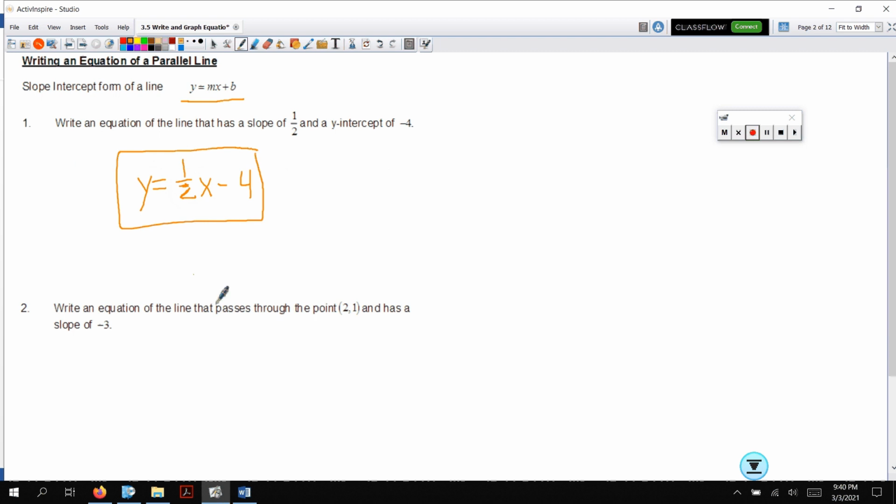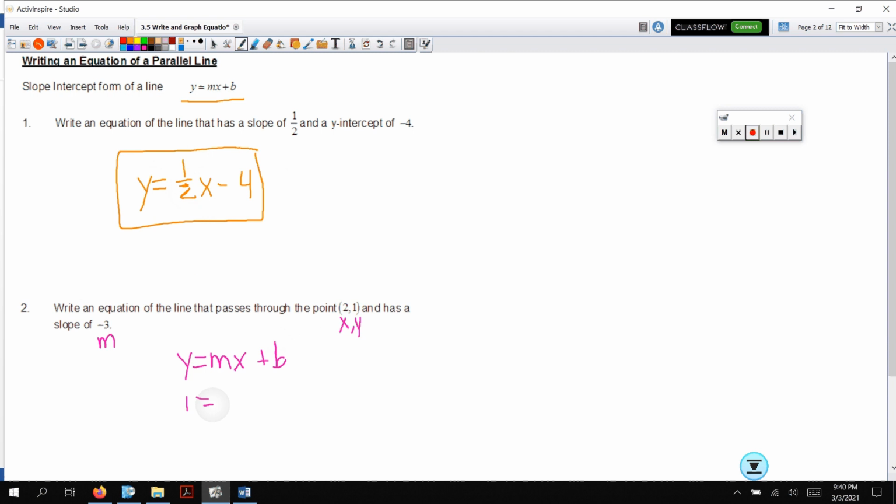All right, in example 2, it says write an equation of a line that passes through the point and has a slope of negative 3. Now remember, a point is an x comma y. Okay, I'm still going to use y equals mx plus b. And don't forget, negative 3 is going to be my m. But what I'm going to do is plug in all these values, right? I'm going to write it above it, and then plug in what I got and solve for b. I'm going to find my y-intercept.